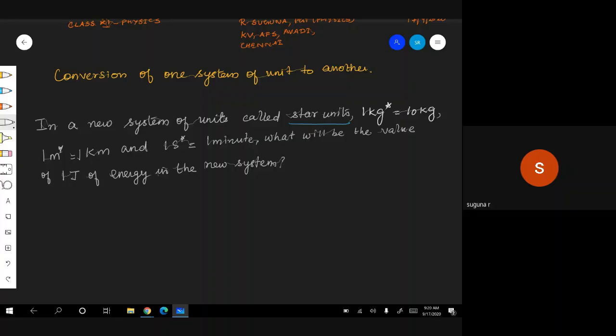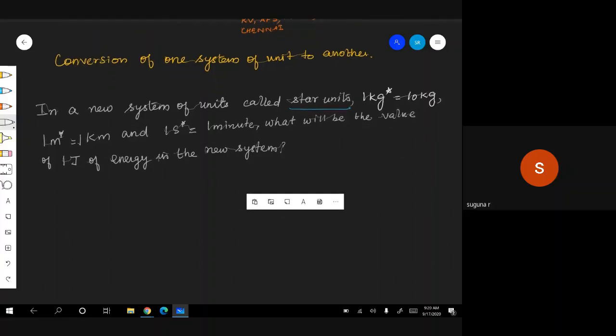Now, the new unit: 1 kilogram star is equal to 10 kilogram, 1 meter star is equal to 1 kilometer, and 1 second star is equal to 1 minute. What will be the value of 1 joule of energy in the new system? Very, very important. If you are able to solve like this, wow, the conversion of one system to another system is very, very easy for you. Well, we will see now.